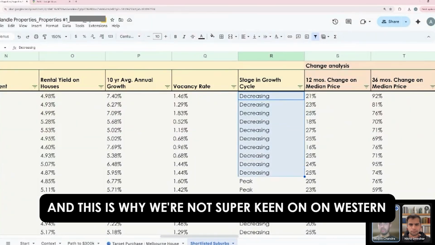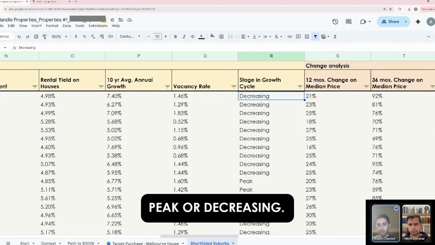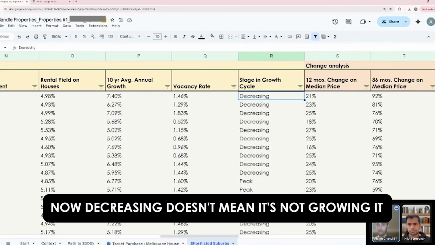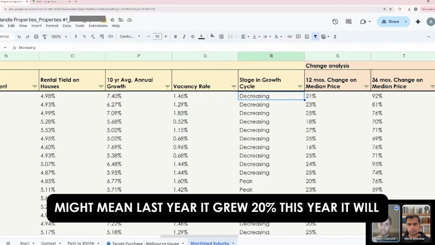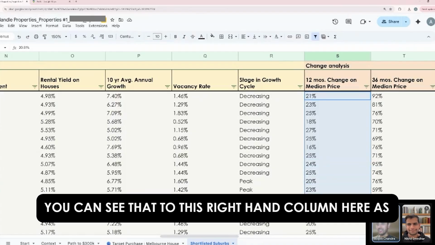And this is why we're not super keen on Western Australia, because a majority of it is either at the peak or decreasing. Now, decreasing doesn't mean it's not growing. It might mean last year it grew 20%, this year it'll grow 10%. The rate of change is reducing. And you can see that in this right-hand column here as well.